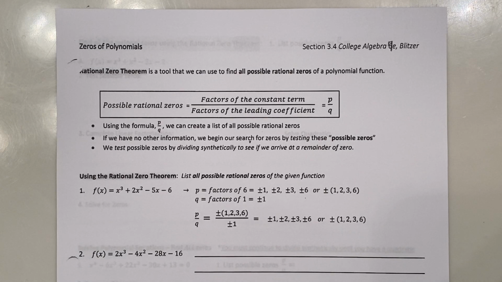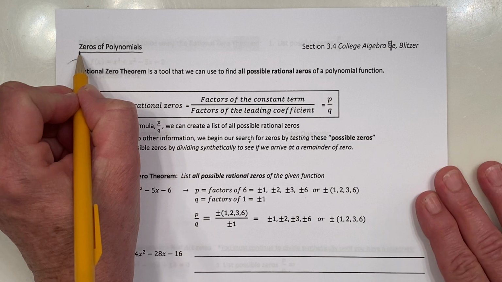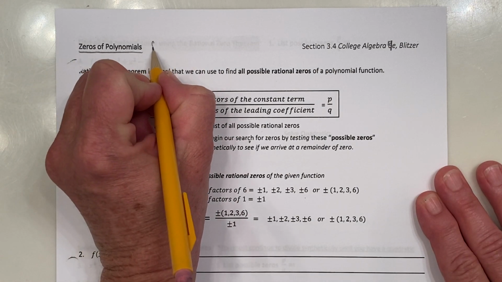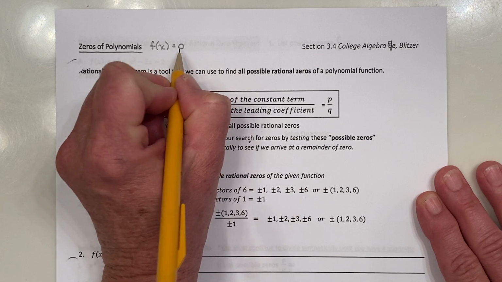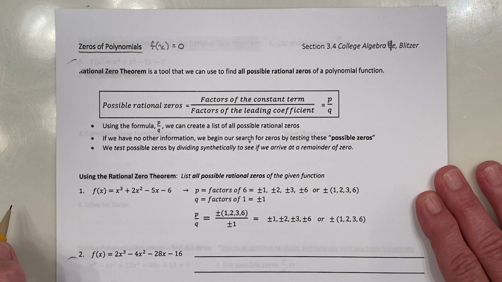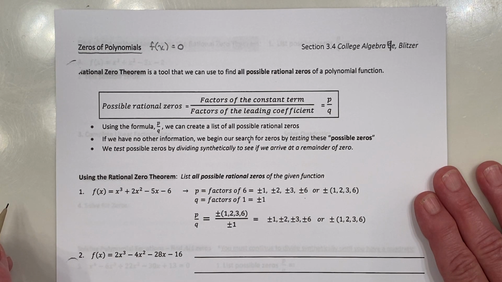We're going to cover content in Chapter 3, Section 4. We're going to be looking at zeros of polynomials. We've seen this before. We've done some previous work with finding zeros of polynomials. As a reminder, that's where we let y, or f of x, be equal to 0. And then we either did factoring or quadratic formula. We solve for zeros a variety of ways.